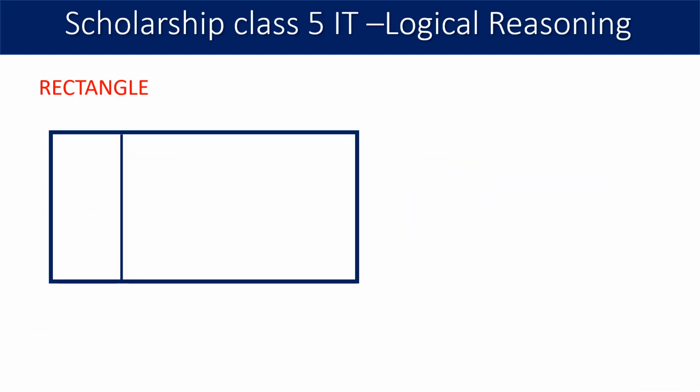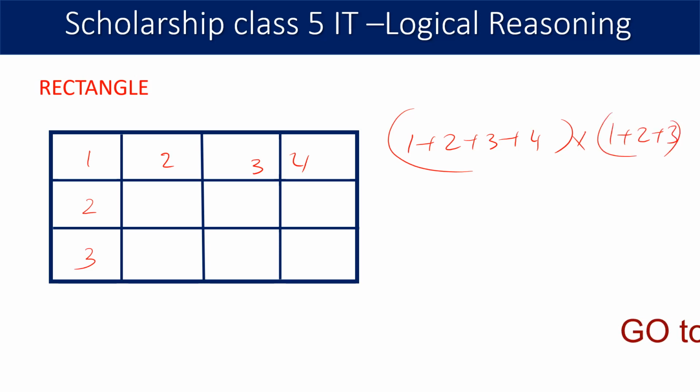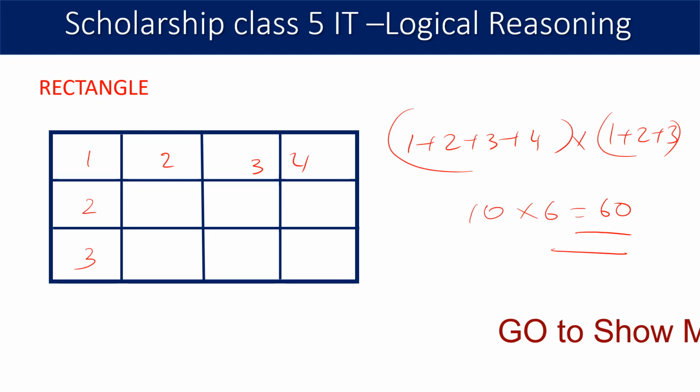Here is another bigger one where there are 3 sets, that means one bigger rectangle is there, and inside we are having 3 into 4, 12 in front of us. But we will apply the formula 1, 2, 3, 4, 1, 2, 3. So what will be the formula? 1 plus 2 plus 3 plus 4 into, correct? 1 plus 2 plus 3. So here it is 10 and it is 6 and total 60 rectangles are possible.